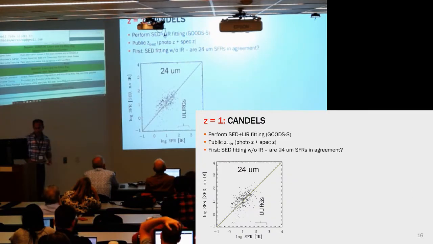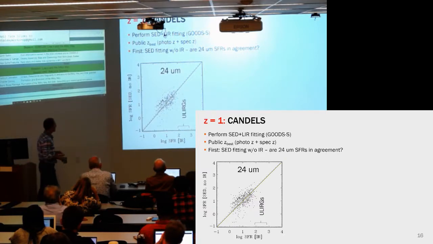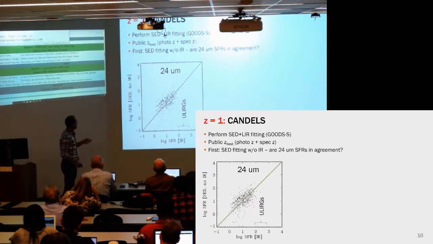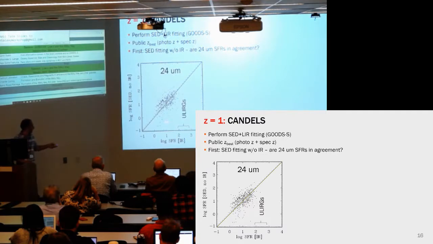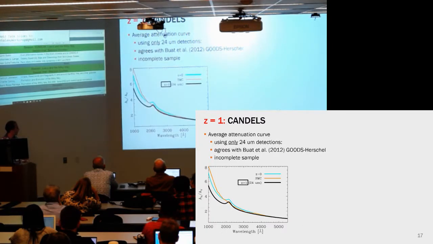Now, what about moving to higher redshifts? In CANDELS, I started looking into applying the same methodology, and there we have a 24 micron point to do that. First test was to see whether the 24 micron SFR, just a naive conversion from the luminosity, agrees with the SED fitting star formation rate without infrared constraint before we combine that. It seems okay, actually. There's also 100 microns, but it's not really used.